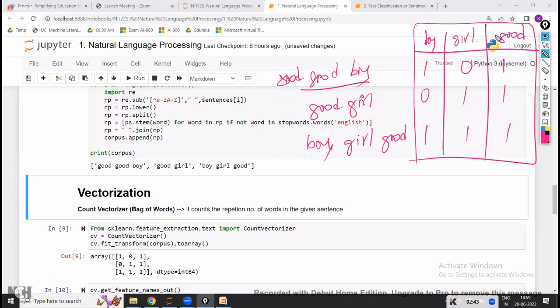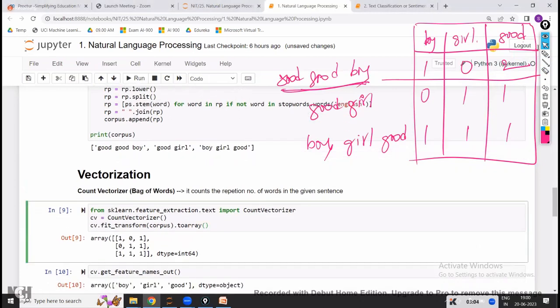Now, if any new word is added, does it mean any new column? No, because the same word is the same thing. Now for this first column, how will this sentence be converted? How many boys are there? 1. How many girls are there? 0. How many good are there? 2. So 2 words of good are there. So what is the output you are going to get? 102.